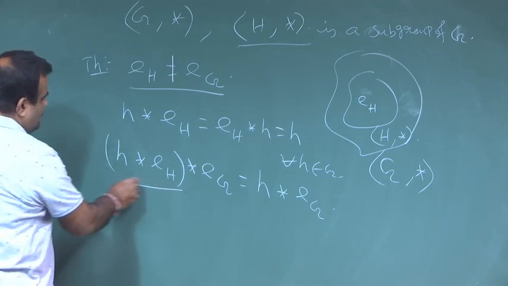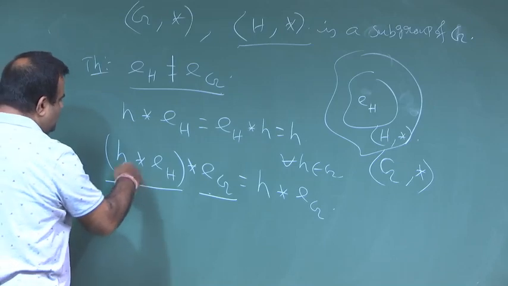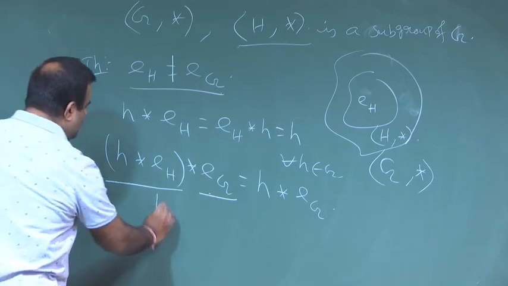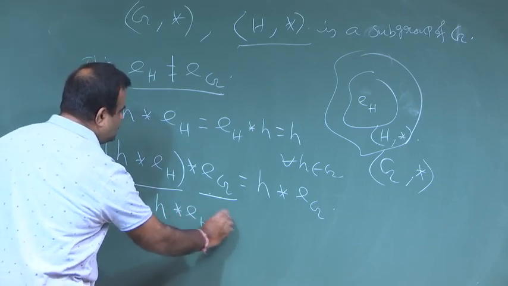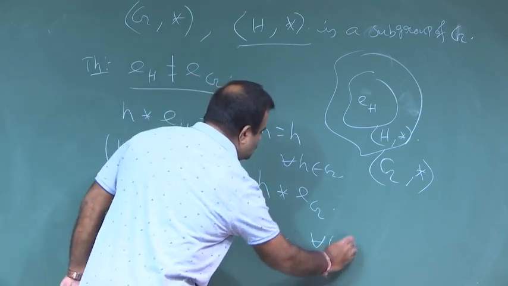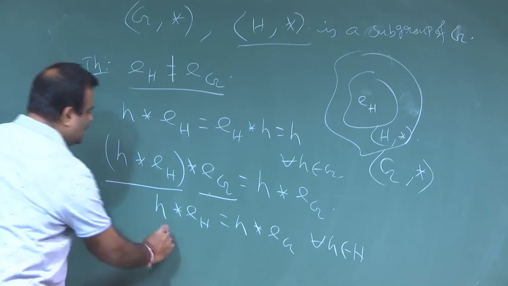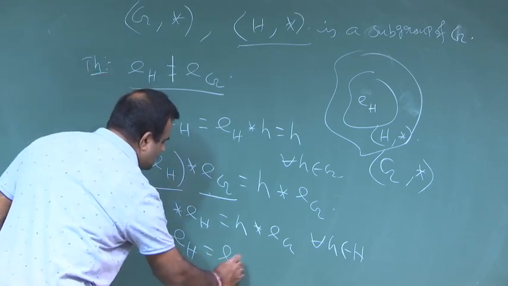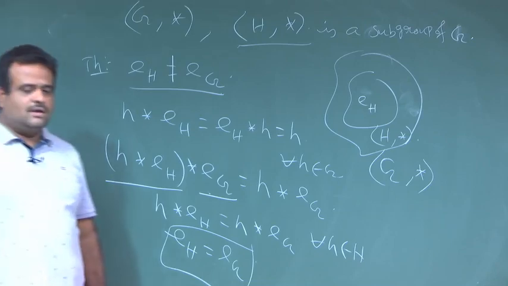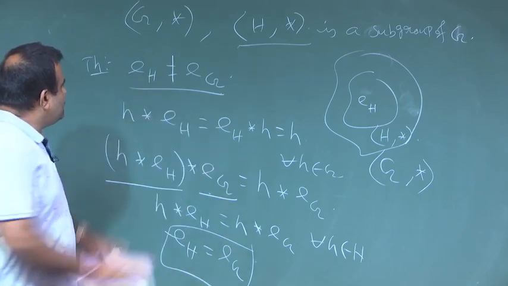Now, this is an element in G and this is the identity element of G. So, if we apply any element with the identity element, this will give us that element. So, h star e_h is the same as h star e_g, and this is true for all h. Now, by the cancellation property we can just say e_h equals e_g. This is how we convince ourselves that they have the same identity element.